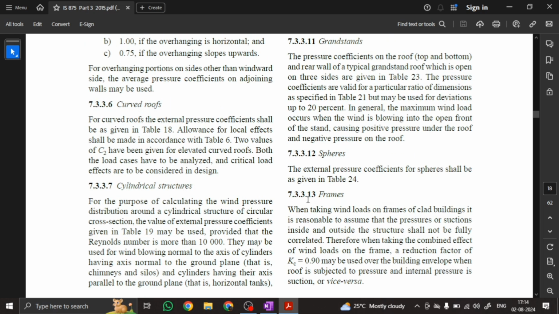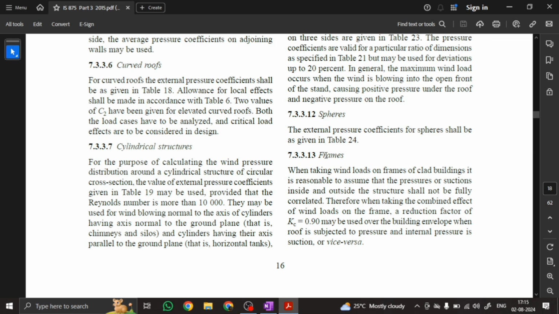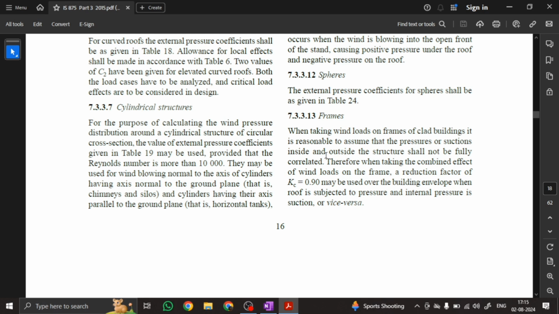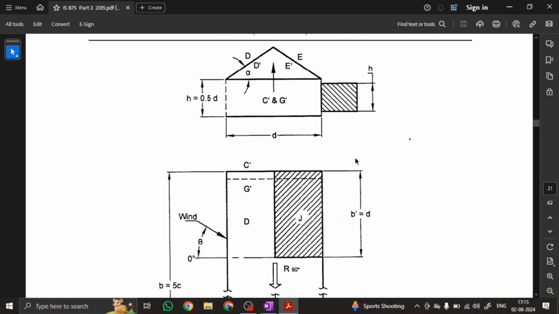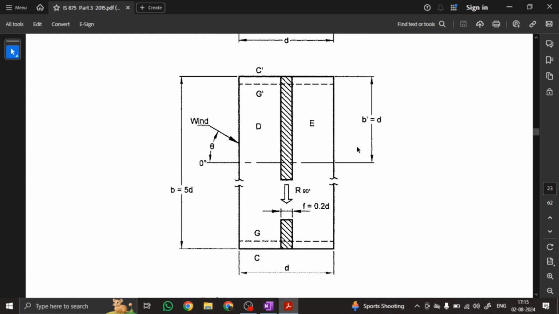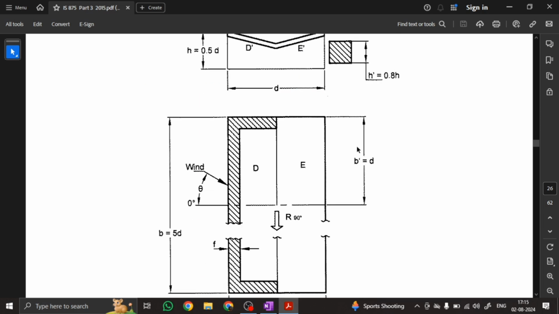Yes, 7.3.3.13. Here it is. It's based on frames. See here, we have value KC 0.90 if we have these conditions. I will explain in the next session for our building how to take this value.